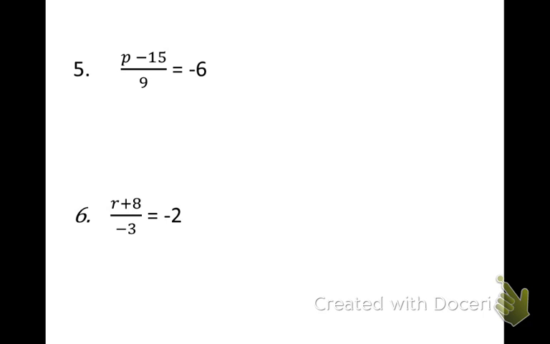Now this is a problem where the fraction bar is like a grouping symbol, so we have to undo it first. This would be the example of where we don't get rid of adding and subtracting first. So the opposite of divide by 9 is multiply by 9, so I'm multiplying both sides by 9. These 9s cancel, just leaving me then p minus 15 equals negative 54. And now it's just like what we were doing. The opposite of subtract 15 would be add 15 to both sides.